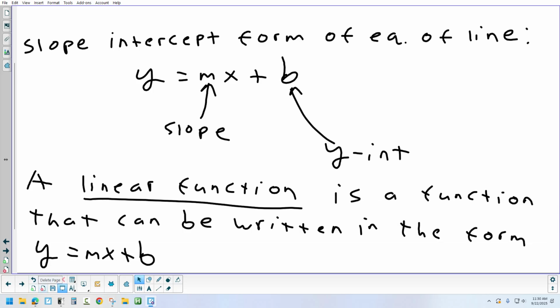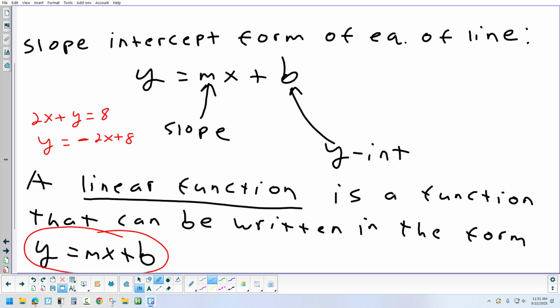So anything that can be written in that format is called a linear function, even if it doesn't look like it's in that format. If you had something like this, you may say, oh, that's not y equals mx plus b. Yeah, but I could fix it so it is. I could bring the 2x to the other side. Now it's y equals mx plus b. Okay, so anything that can be rearranged to look like that is a linear function. And it's linear because it looks like a straight line when you draw it.